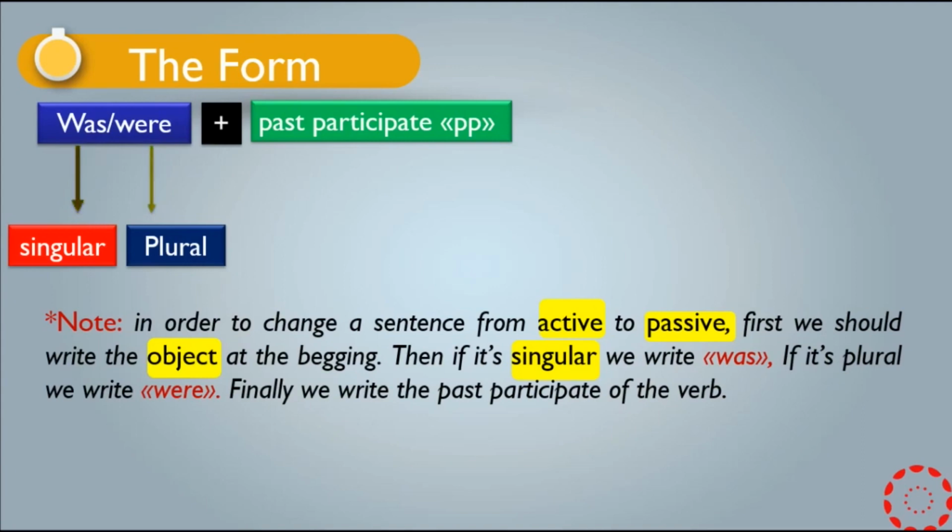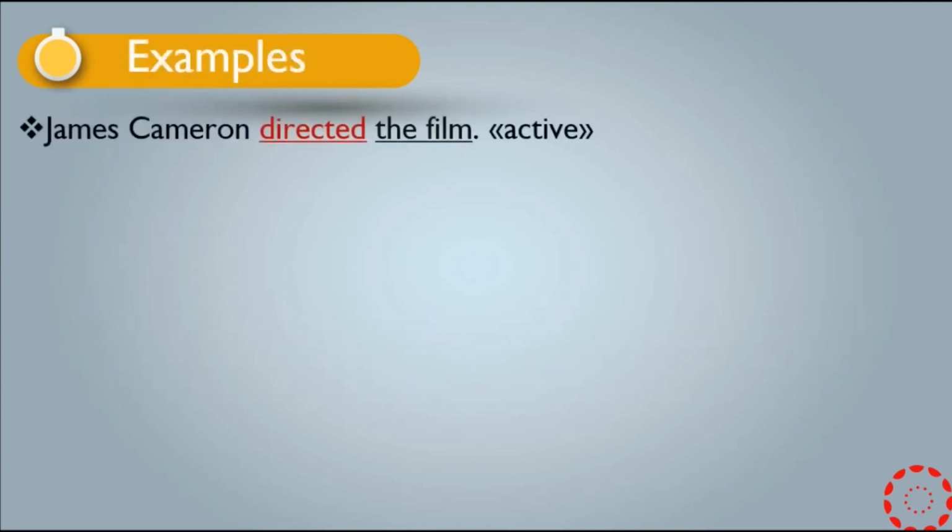For example, let's practice. Example: James Cameron directed the film. This sentence is active. Most of the time we can find the object at the end of the sentence, which is the film. Here, as you see, the film is the object, directed is the verb, and James Cameron is the subject.